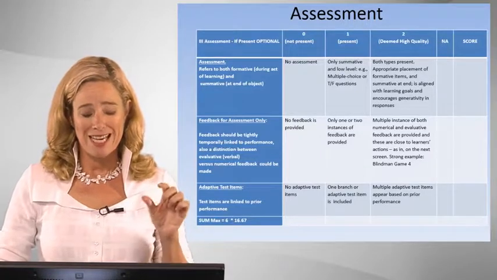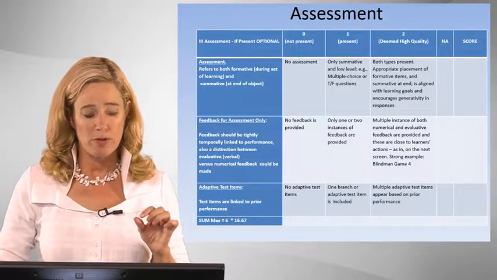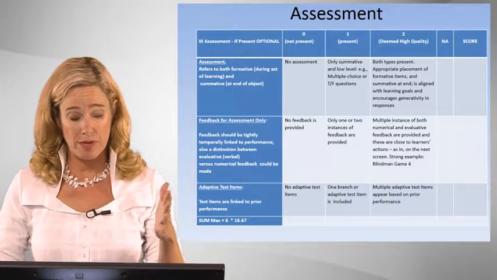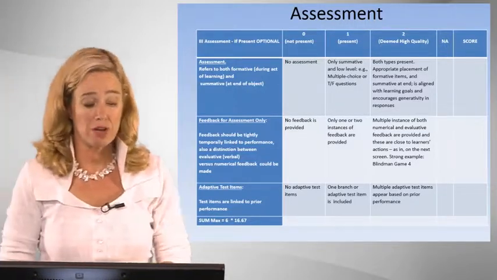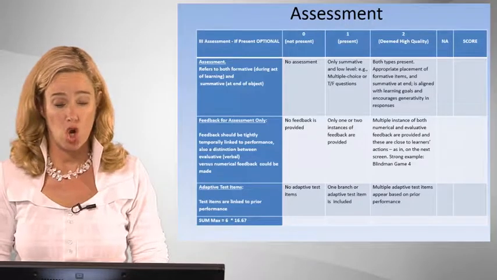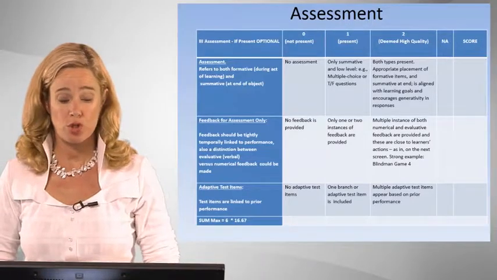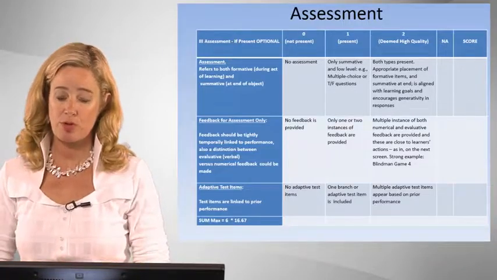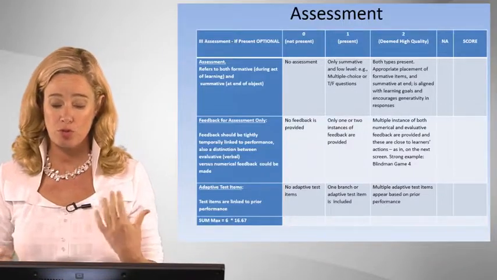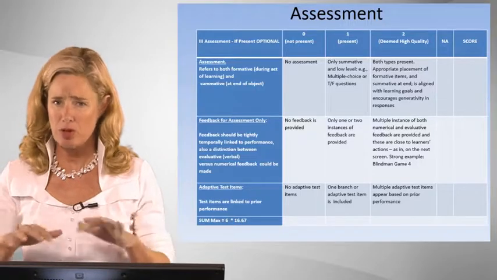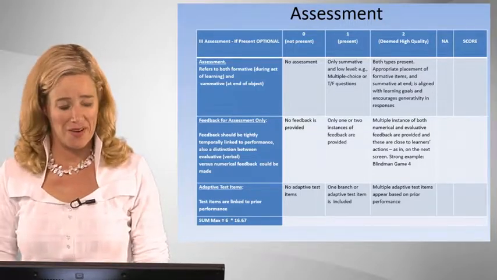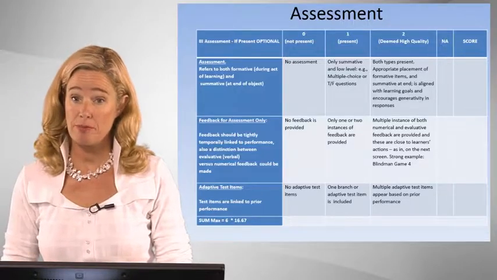Feedback. Feedback should be tightly temporally linked with performance. Also, a distinction is made between evaluative, which is a verbal type of feedback, versus numerical feedback. So a 1 would be awarded if there was only 1 or 2 instances of feedback, and a 2 if there are multiple instances of both numerical and evaluative or verbal feedback. Verbal meaning textual. It doesn't have to be auditory. And a strong example of that is in the blind man game that I'll show you.